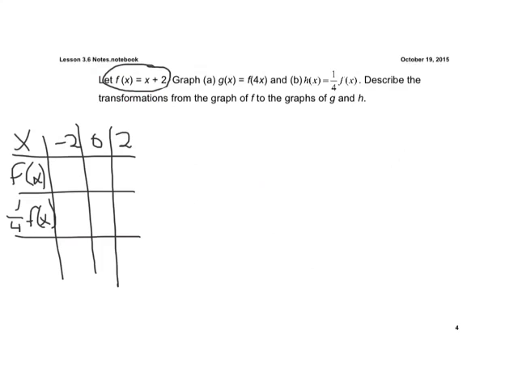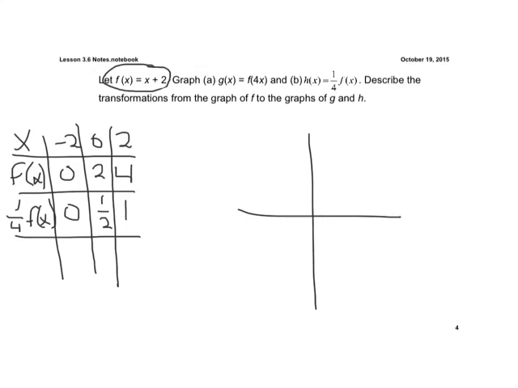Okay, f of x, plug it into our function. Negative 2 plus 2 is 0. 0 plus 2 is 2. 2 plus 2 is 4. Now 1/4 of what we just put, so 1/4 of 0 is still 0. 1/4 of 2 is going to be 1/2. Then 1/4 of 4 is going to be 1.